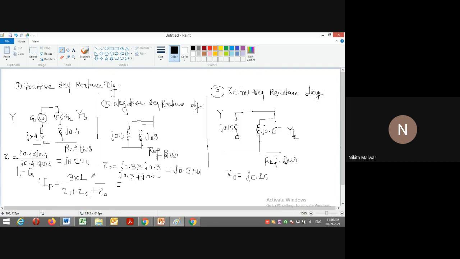Now put all these values into the equation. You may write 3 divided by J0.2 plus J0.15 plus J0.15, and the answer for this fault current in per unit will be J6 per unit.